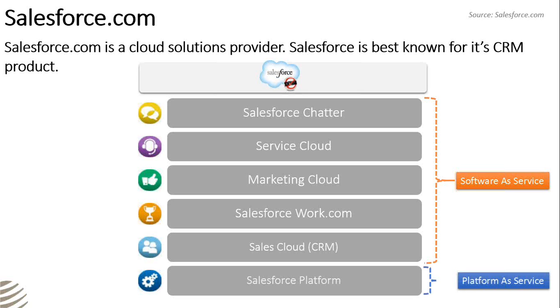The last one is the Salesforce platform, which is actually the platform as a service product. If you look at the top 5 products, all of them are actually running on the Salesforce platform, which is at the bottom, and that is the platform as a service. Salesforce is providing the same product, platform as a service, to us, so that we can create our custom applications on the same platform on which these 5 products are running.